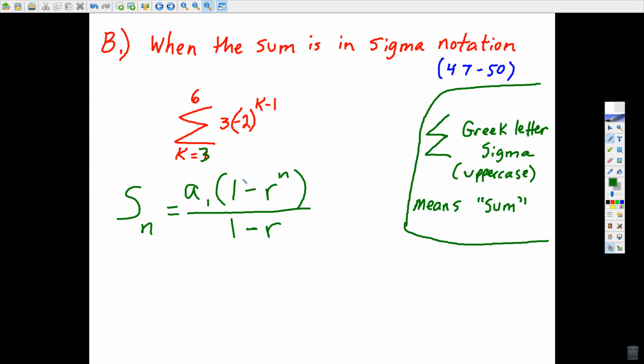Because when I come up with the sum for this whole series, I'm not starting with term number 1. I'm starting with term number 3. Now how many terms are there? The third one, the fourth one, the fifth one, and the sixth one. How many? 4. Okay? So you're going to have to trust me.